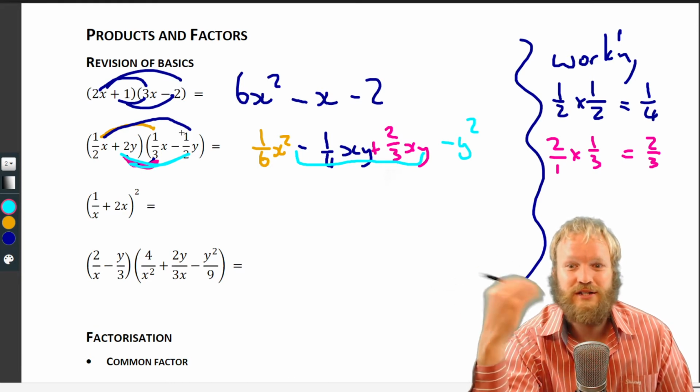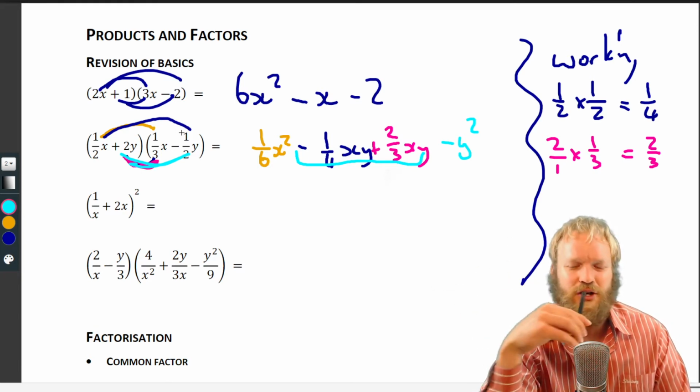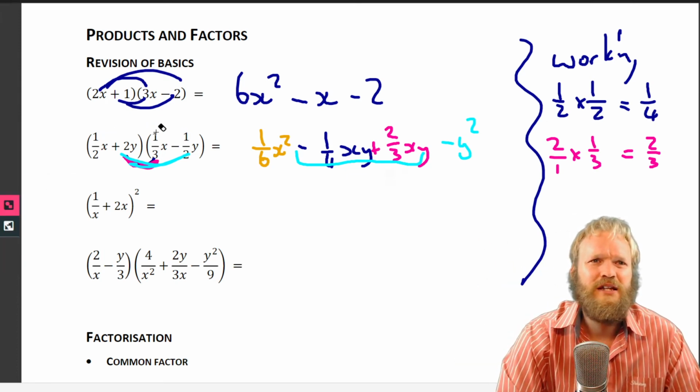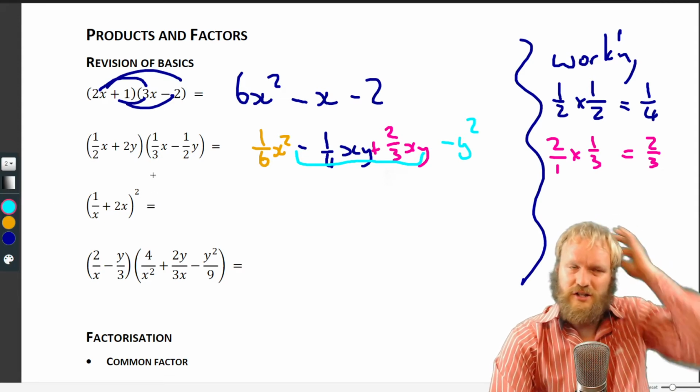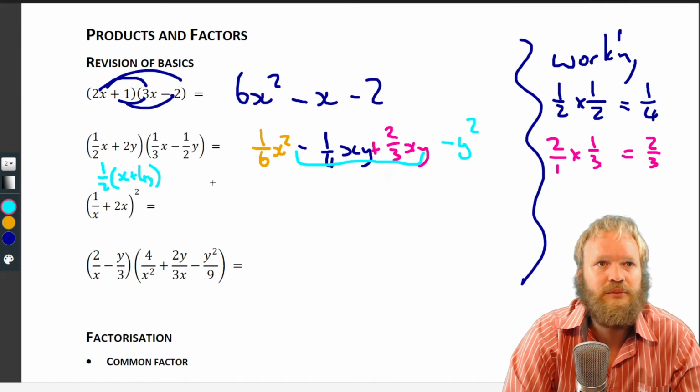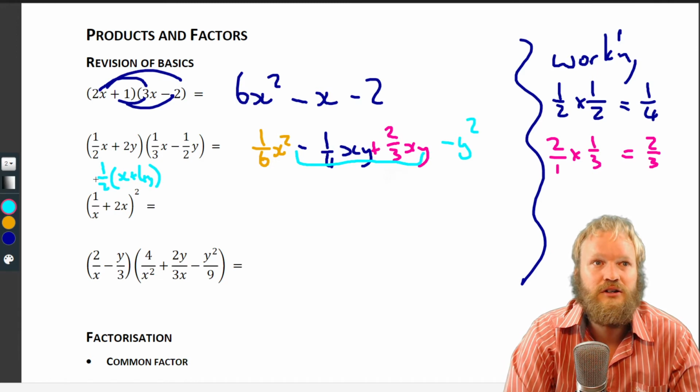I'm probably going to see some things that I wasn't expecting, or I really hope so. What is sticking out to me is that maybe these fractions are actually making our life more difficult. So maybe if we took out of this one a half, we could have said this is a half (x + 4y). And maybe out of this, we could have taken out a sixth. So we could have said times by a sixth, and that would have been 2x minus 3y.